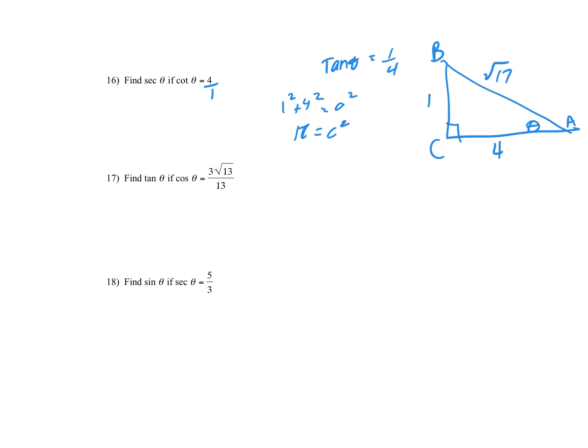And when you find the secant, it's going to be hypotenuse over adjacent. So it's square root of 17 over 4, because it's the reciprocal of the cosine.